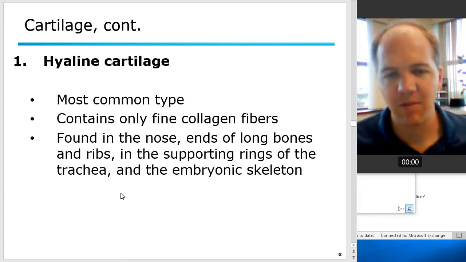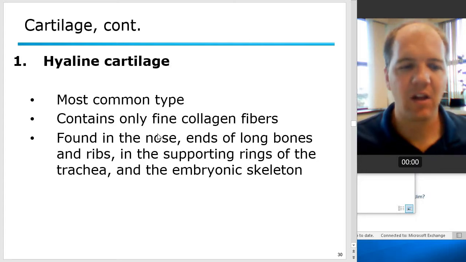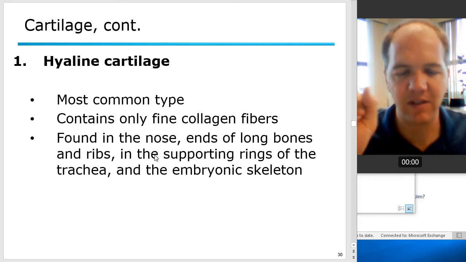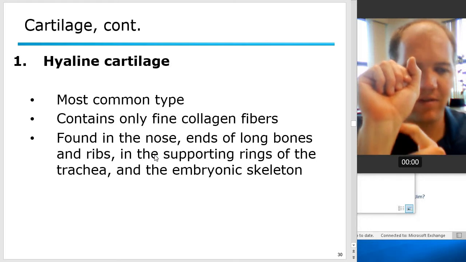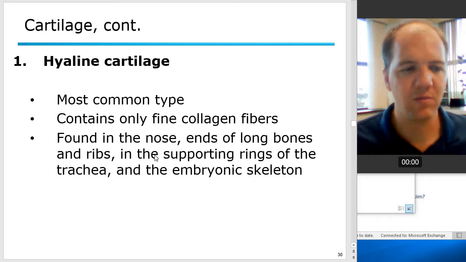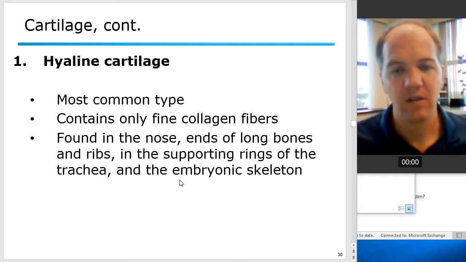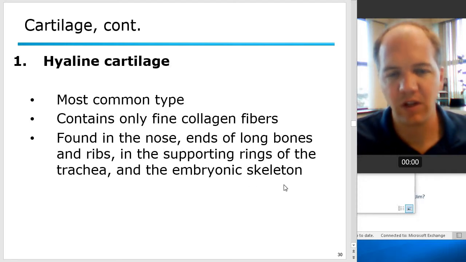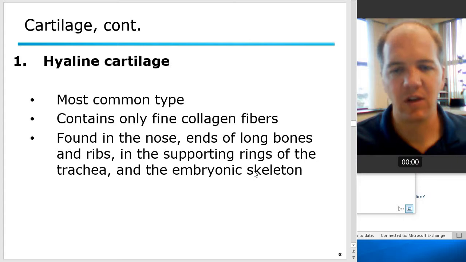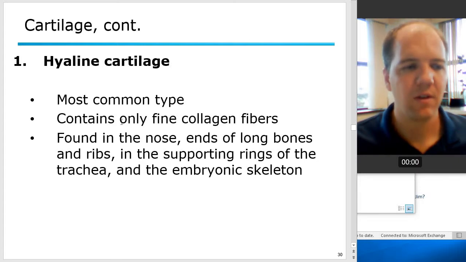Hyaline is the most common, and it only contains collagen fibers. This is what's in our nose. It's also the ends of the long bones, as I was talking about in our joints. We have hyaline cartilage that's making a smooth surface for our joints to move. And it's also found in the trachea. When we're a little tiny baby growing, our skeleton is first made of cartilage and then it's replaced with bone. And so originally our skeleton was made of hyaline cartilage.